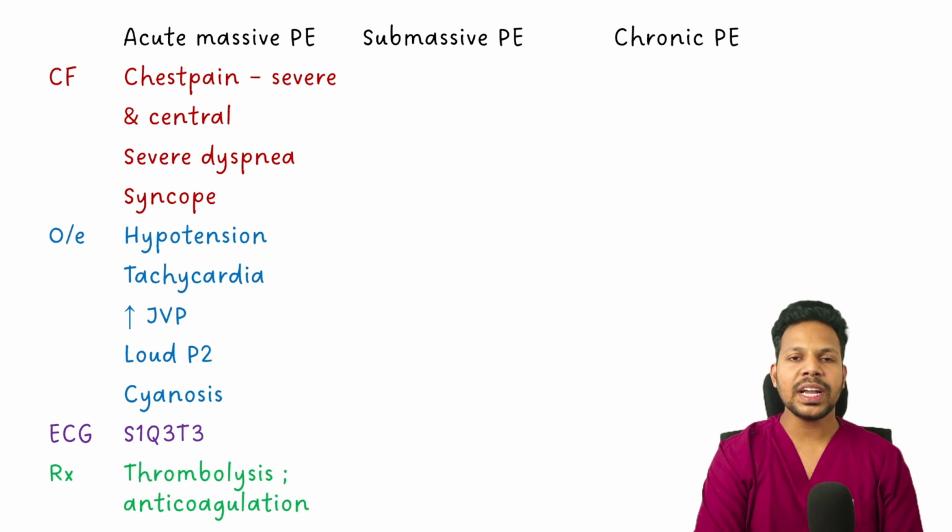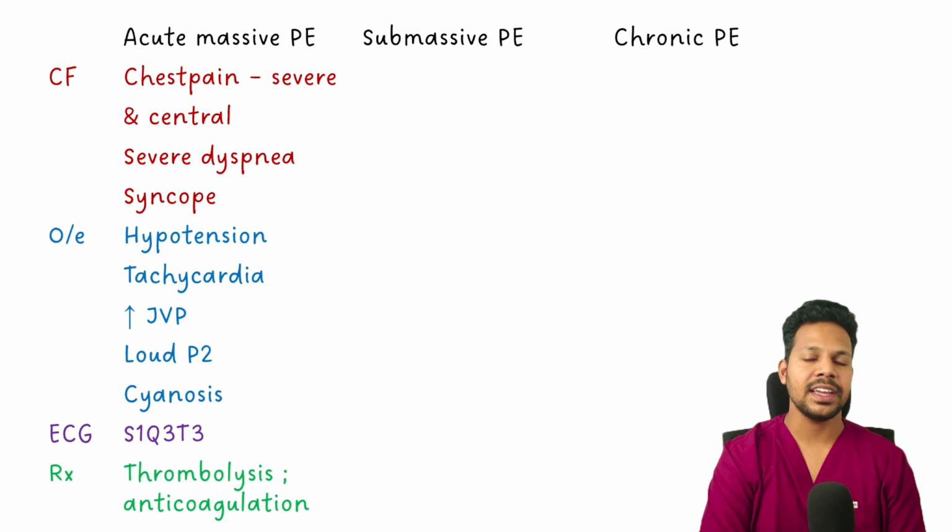So when we look at this S1Q3T3 pattern, it is not very sensitive and it is also moderately specific. If you want to remember one line about S1Q3T3, then it is: the presence of S1Q3T3 makes the likelihood of PE high, but the absence of S1Q3T3 does not rule out pulmonary embolism.